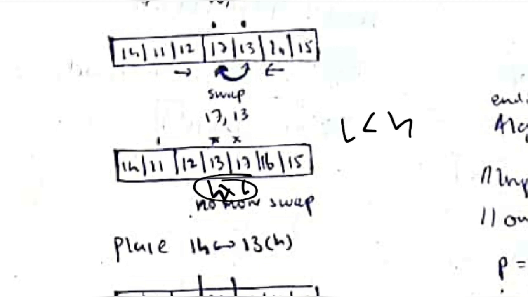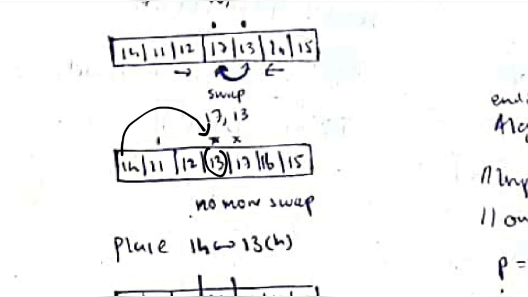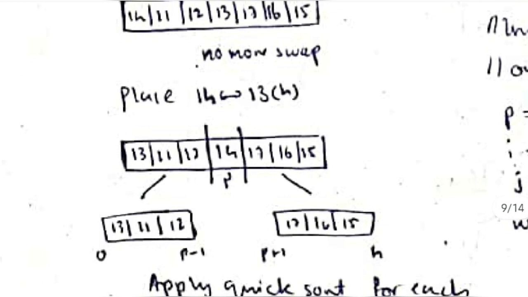So in this case, there will be no more swapping, and 14 will be placed in the H position with 13. It will be exchanged with 13, so the pivot will be placed here. So that's the middle position, the pivot position. So this is P. Now that was our first step.